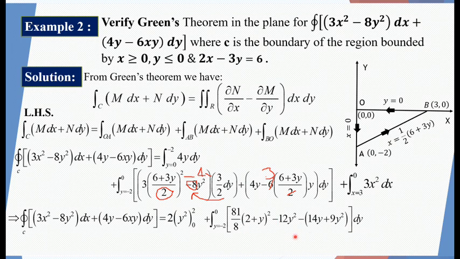Now what we can do here: first, the integral of 3x square is 3x cube by 3 under the limit 3 to 0. So this 3 is cancelled out.